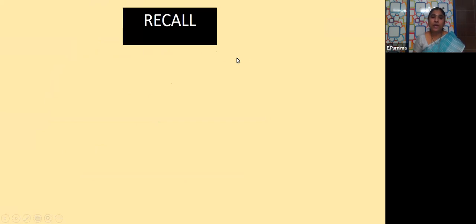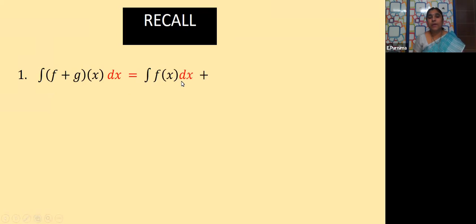And next, what else have we seen in the last class? Properties of integration we have seen, children. That is, integral of f plus g of x dx is equal to integral f of x dx plus integral g of x dx. Means if the sum of two functions is there, we split it into two separate integrals.